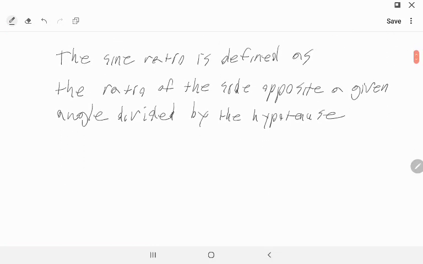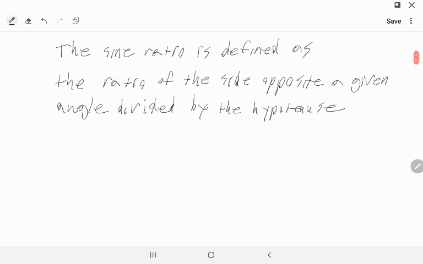So the sine ratio is defined as the ratio of the side opposite a given angle divided by the hypotenuse, and so we notice we can say sine, we'll often abbreviate it, sine of angle A would be lowercase a divided by lowercase c, the sine of capital B would be lowercase b divided by lowercase c. So opposite over hypotenuse.